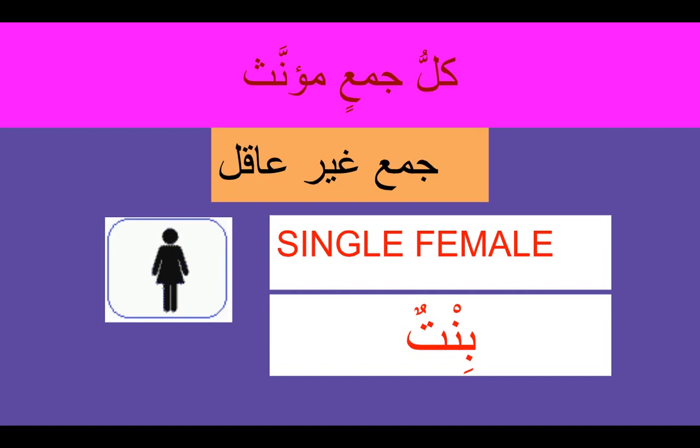For example, if you say hadha kitabun jamilun, this book is beautiful. So if there are many books, what do you say? Hadhihi kutubun jamilatun. So you just replace the kutub with bint, we say hadhihi bintun jamilatun. If it is a plural form, we say hadhihi kutubun jamilatun.